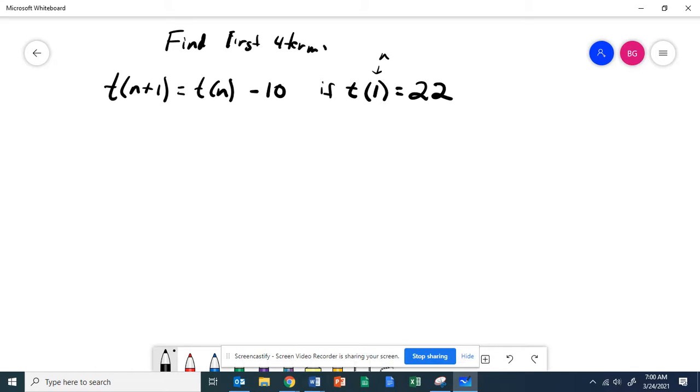Find the first four terms. We already have term number 1. It's 22. So if I were to make out my 4 points here, if I were to draw 4 lines, my first spot is going to be 22.